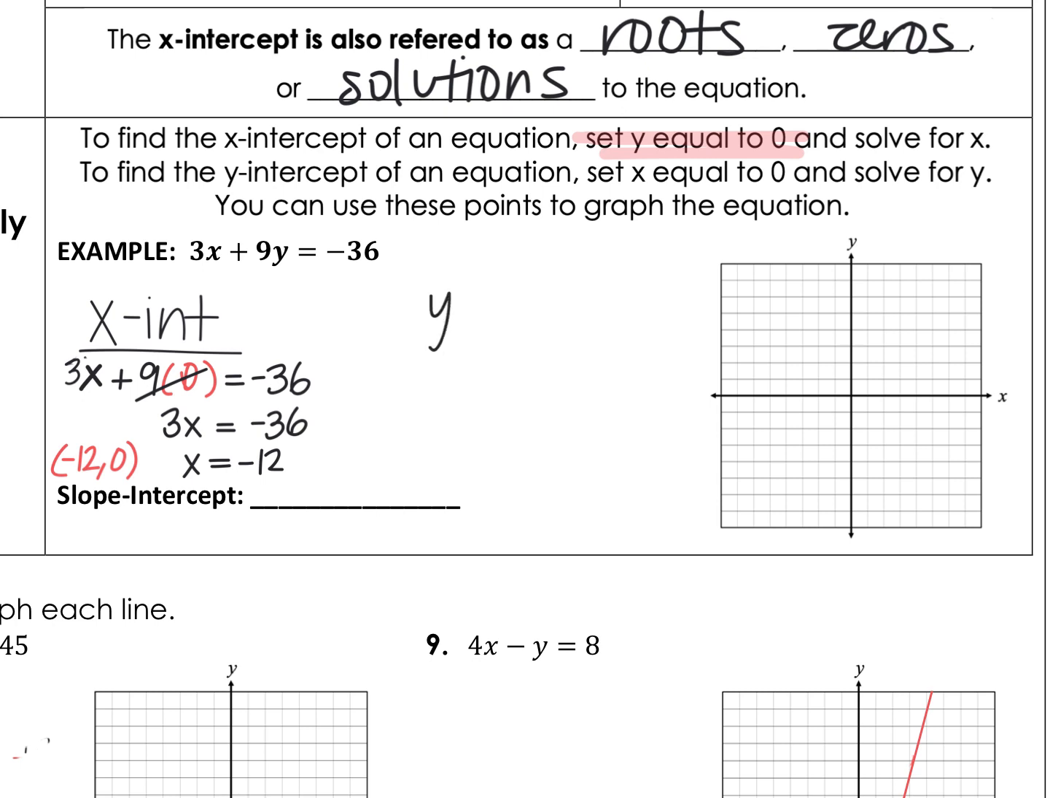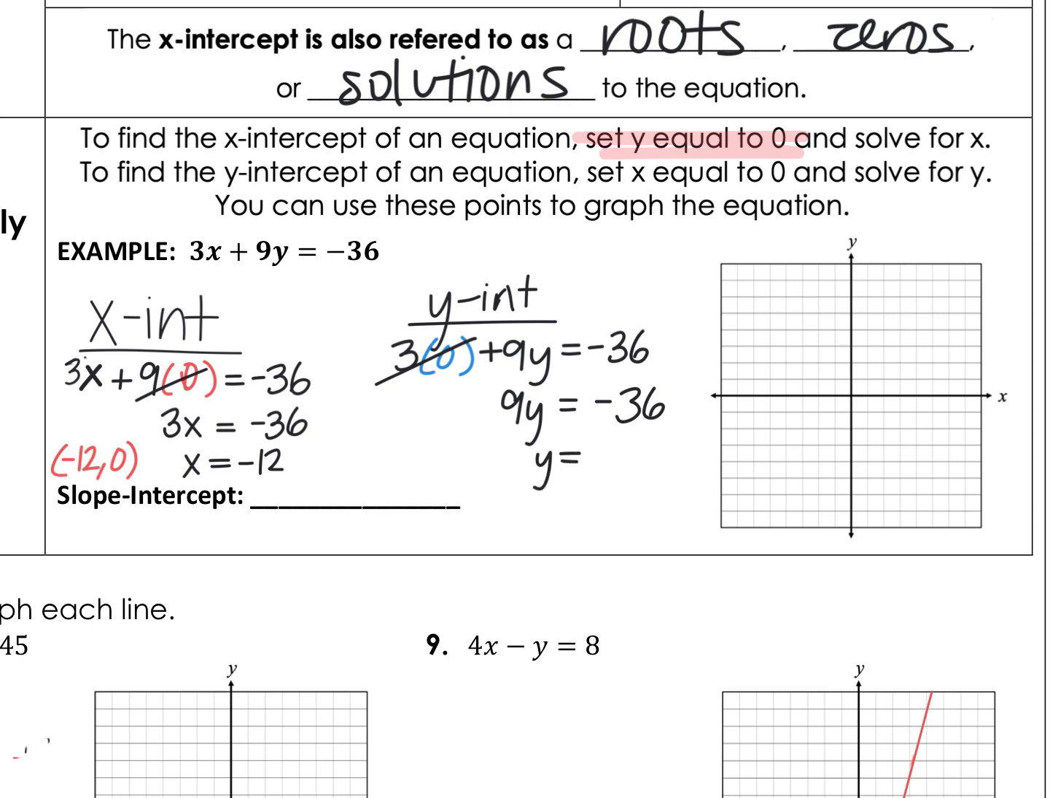Okay, the y-intercept. Same idea, except you're plugging in 0 for x. So 3 times 0 in the x spot plus 9y equals negative 36. Again, you multiply, you get 0, it dies. 9y is negative 36. So what's y? Divide by 9, you get negative 4. Okay, so again, this is a point: (0, -4).